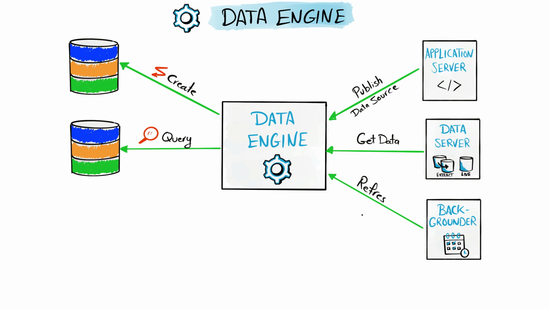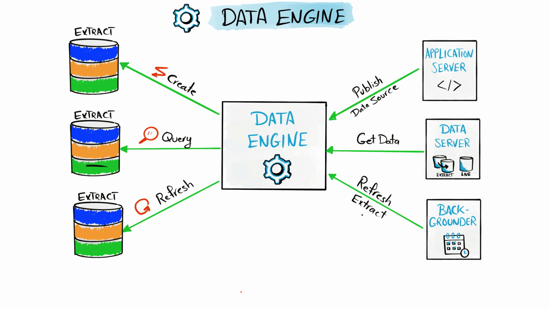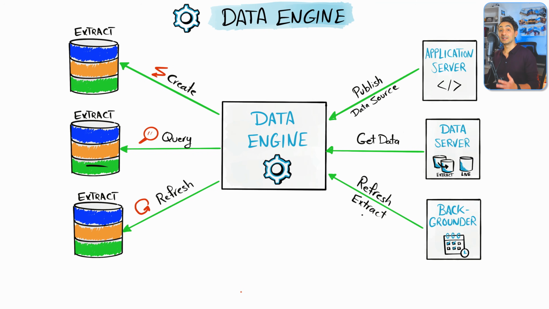And finally, the data engine can receive a request from the backgrounder to update the content of an extract. So the data engine can execute an update operation by opening the extract and updating its content with the new data. So the data engine in Tableau is like any other database engine. It does different operations like it queries the data, it performs insert and update operations, and it creates new extracts. But only for the data inside Tableau Server, inside the extracts.